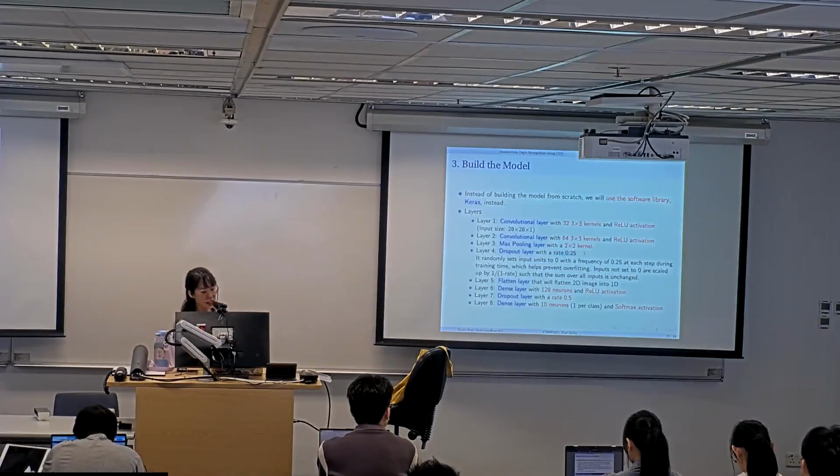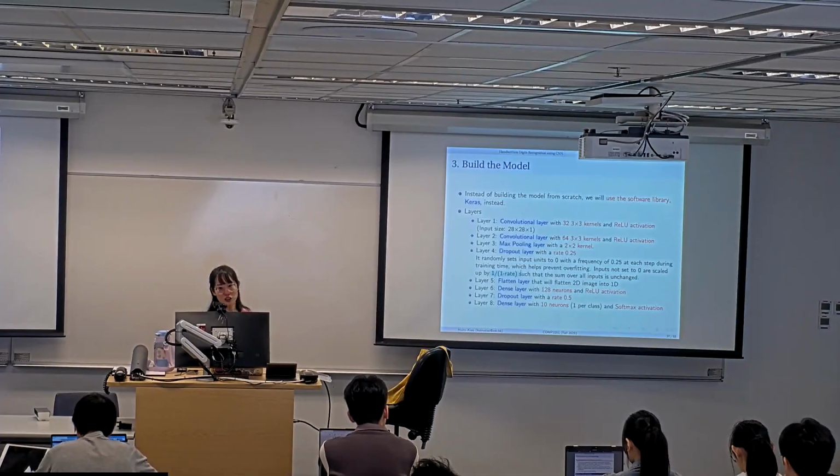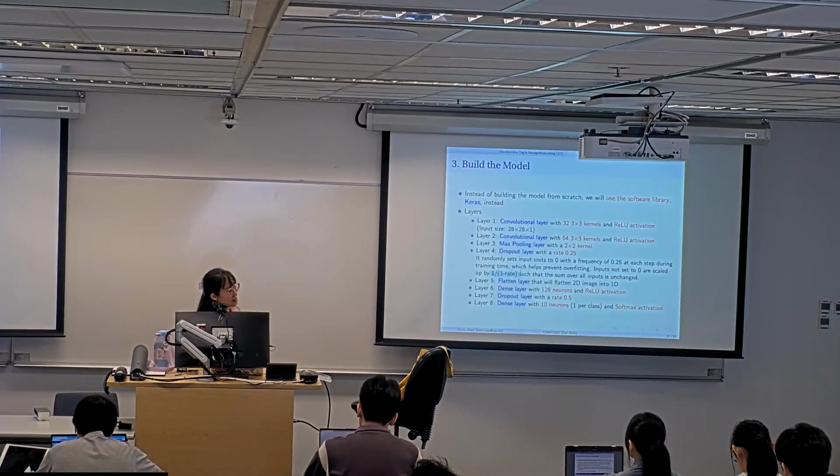It randomly sets the input units to 0 with the probability 0.25 at each step during the training time, which helps prevent overfitting. For all the inputs that are not set to 0, they will be scaled up by 1 over 1 minus 0.25, so that the sum over all inputs is unchanged. Because the sum of all the inputs plays an important role during neural network training. So actually the HKUST will automatically do this rescaling.